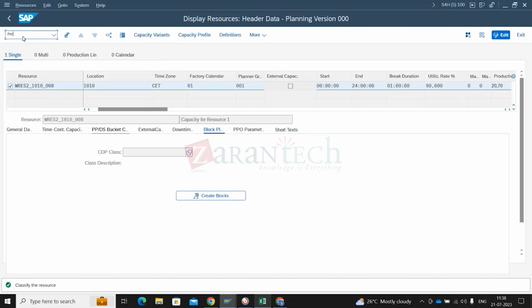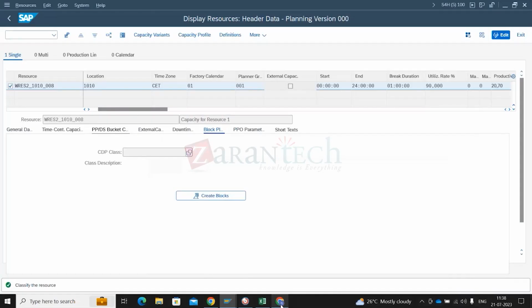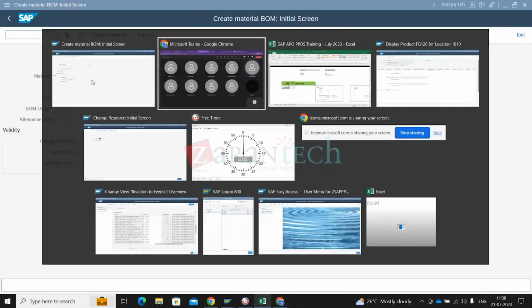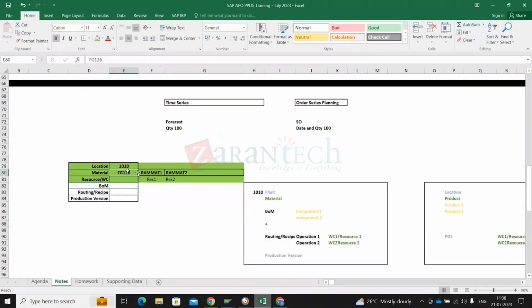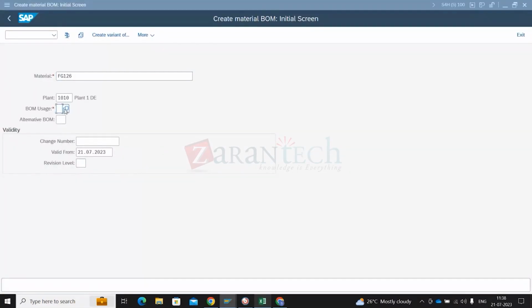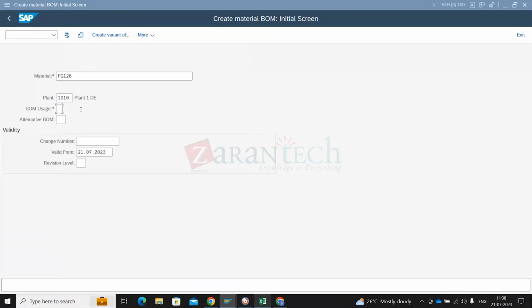So anybody knows the transaction code for bomb? Anybody? Nobody? CS01. CS01 is the transaction to create a bomb. We may have some bombs for the material, but my material is FG124. The bomb would be created for the finished good. Bomb usage is always one for me. Don't ask me why, because it's a production bomb. Okay, it is valid from today.